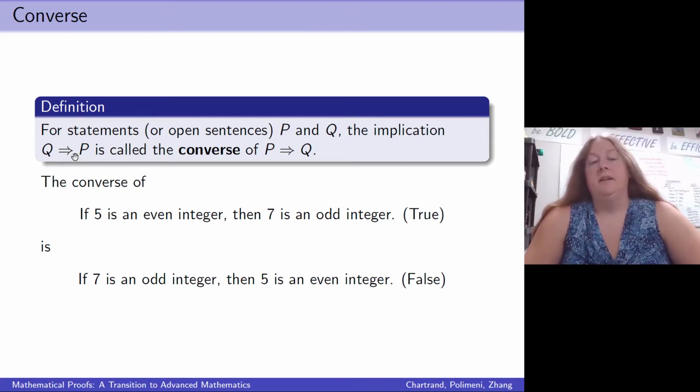So an example of that, if 5 is an even integer, then 7 is an odd integer. That's true because 5 is not an even integer, so it's vacuously true. Now, if we look at the converse of that statement, then we look at the Q statement first. So if 7 is an odd integer, which it is, that's true, then our P statement of 5 is an even integer. Since 5 is not an even integer, we have a true statement implying a false statement, making the implication false. So here's an example of a place where the original implication is true and its converse is false.